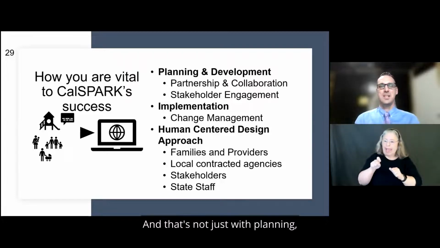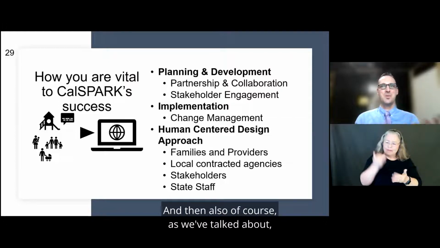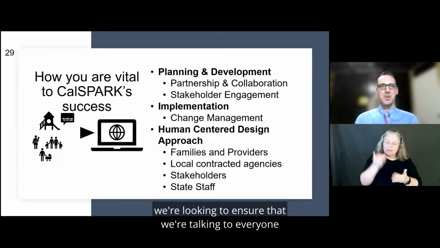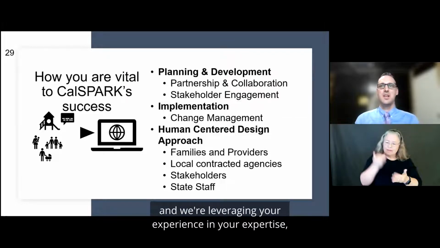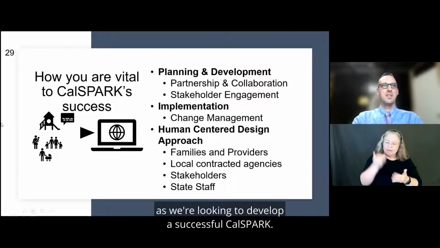And that's not just with planning, that's also with development, implementation, and maintenance. So the full spectrum of how we get to a Calspark that is successful. And then also, of course, as we've talked about, we'll get into a little bit more about what human-centered design is. It's kind of a buzzy thing. And so Tara and her team will get deeper into what human-centered design means, and the process that we're looking to follow. But basically, as you see here, we're looking to ensure that we're talking to everyone, and we're hearing from everyone, and we're leveraging your experience and your expertise, leaving no stone unturned as we're looking to develop a successful Calspark.